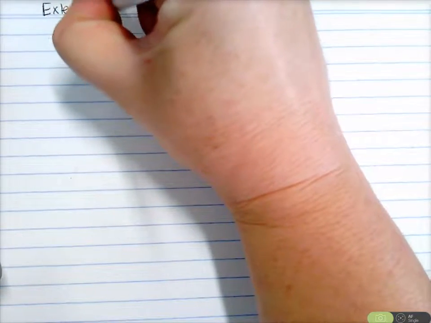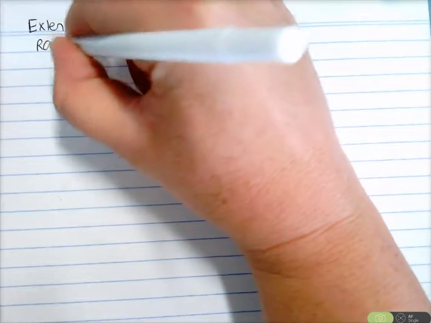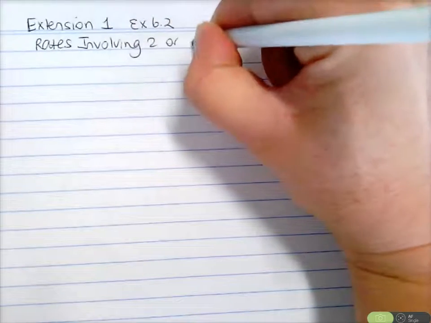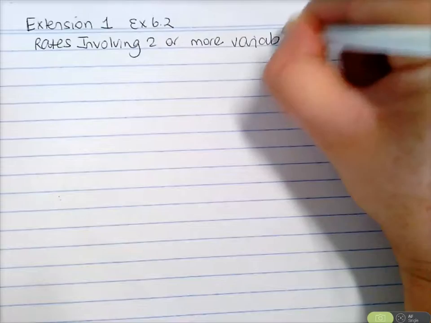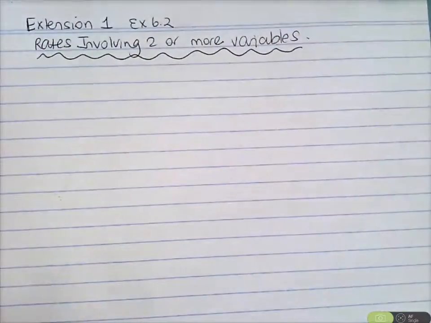Okay, this is an Extension 1 topic within Applications of Calculus to the Physical World. It's exercise 6.2 from your textbook, and it's called Rates Involving Two or More Variables. So you've been doing rates involving, I think, just one variable in the 2-unit course. In the extension bit of the course, we do rates involving two or more variables. Okay, just going to start with an example.